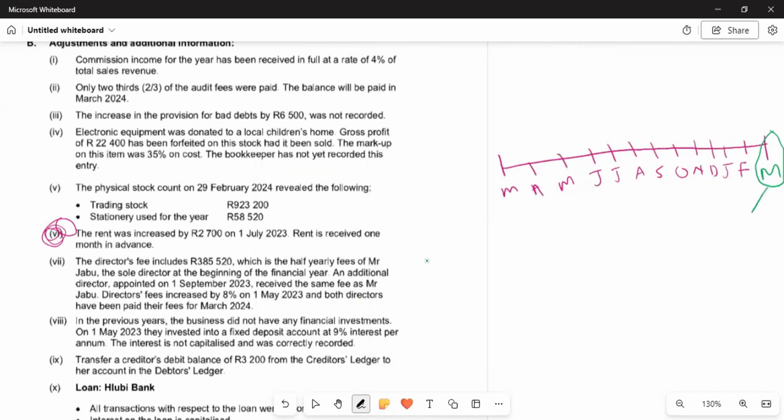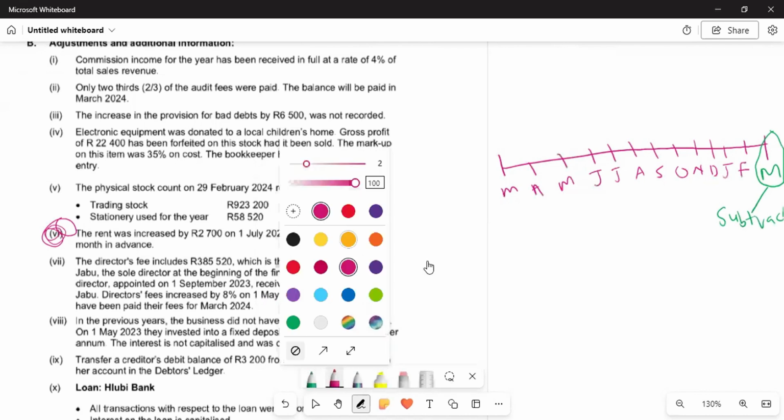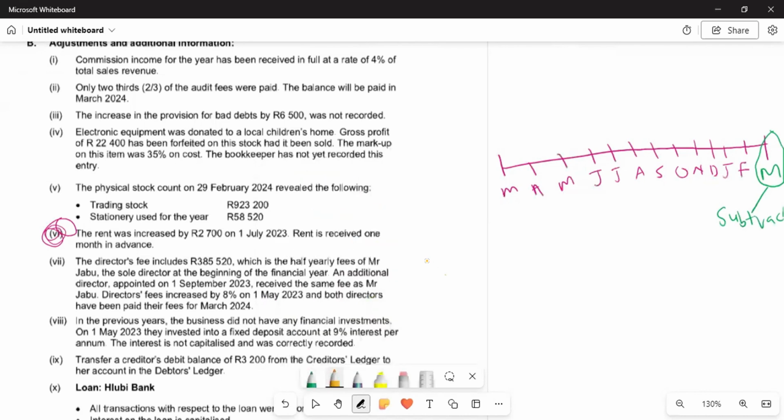So we need to subtract the rent for this month, which is March. Now, based on this information, I'm also told that rent was increased by 2,700 on 1 July. Now, at this point, this is my July. From this point, rent was increased by 2,700 rands. Now, based on this information, I need to try and calculate my rent for March.